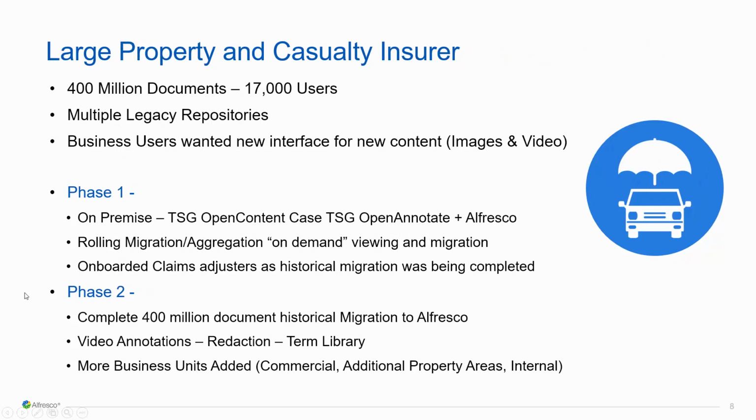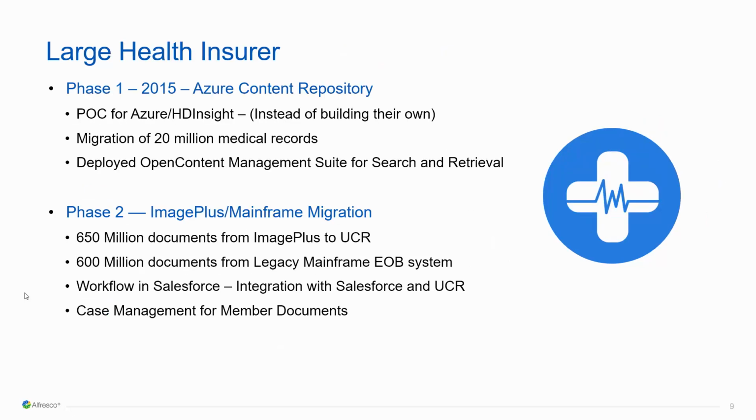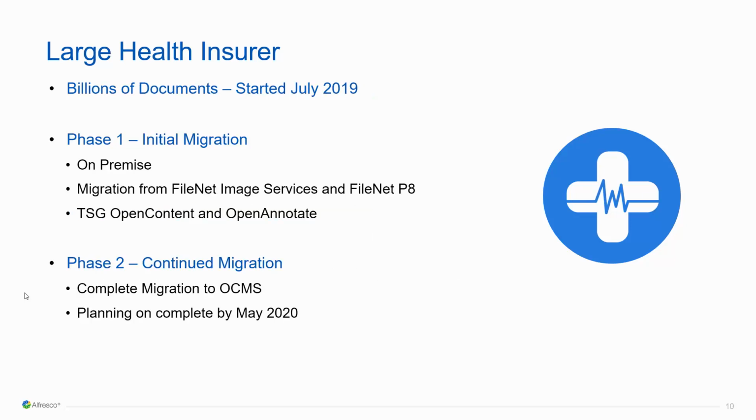Here we have a large property casualty insurer using OpenContent Case for over 17,000 of their claims staff that is working across the entire claims organization and the documents in the claim. This health insurance client is using OpenContent Case in a cloud environment on Azure HD Insight to expose their medical claim records to their members and adjusters. And lastly, this is another health insurer using OpenContent Case and a repository with over 4 billion documents.